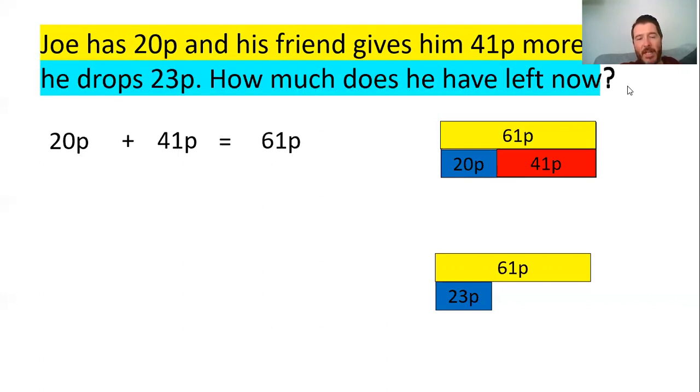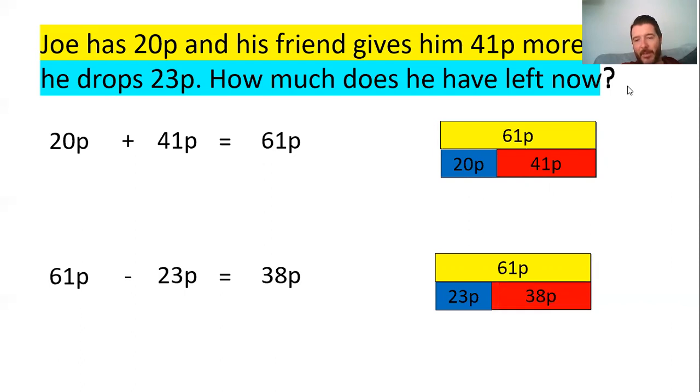Then he drops 23p. So now from the 61 that he's got all together, he loses 23. That's taken away, isn't it? And the calculation for that would give us 38p. Okay? So the answer to that problem is 38p. There are two calculations there, but only the second one gives us the answer to the problem. The first one only gives us an answer to part of the problem. So it's really important that you do both steps.